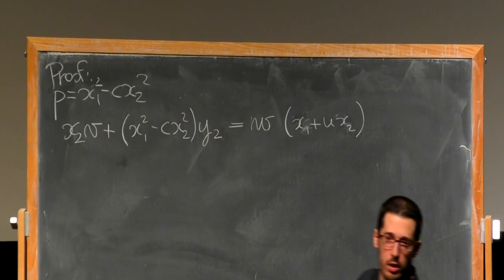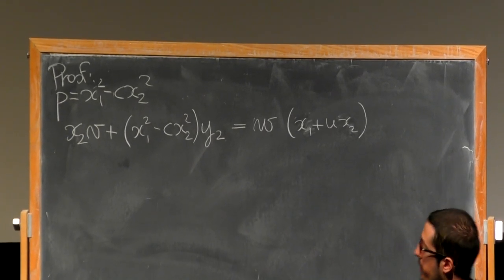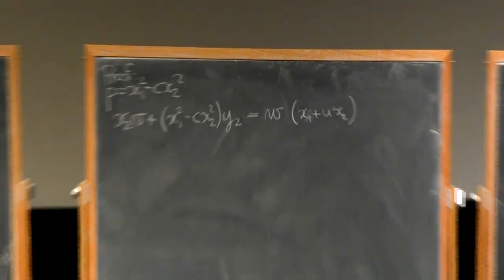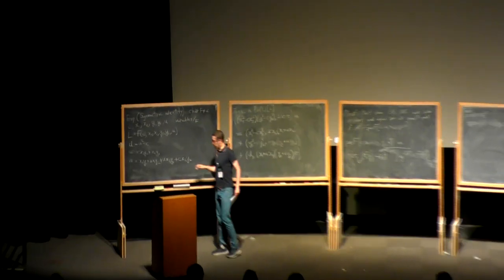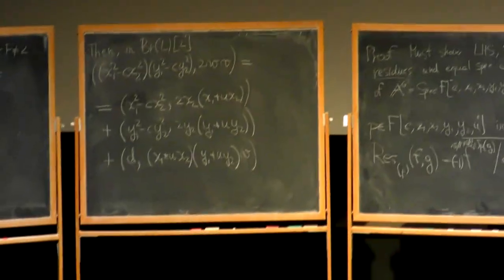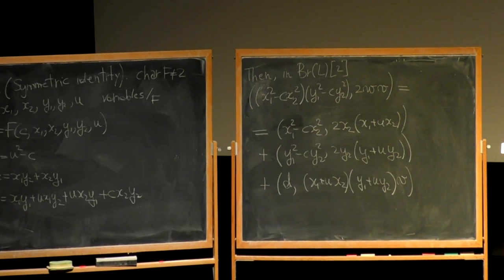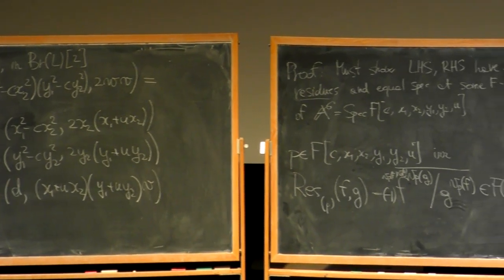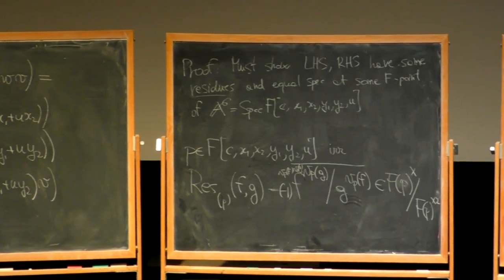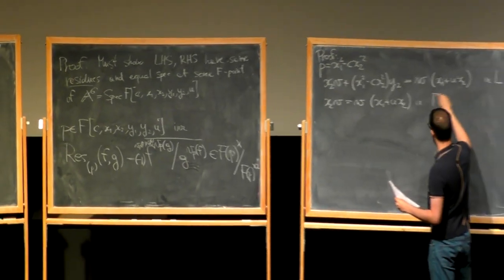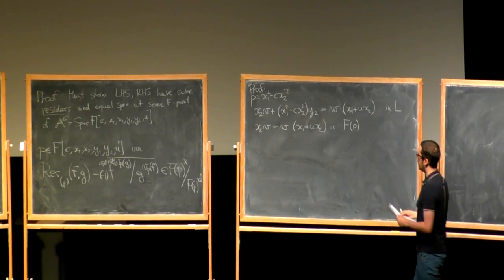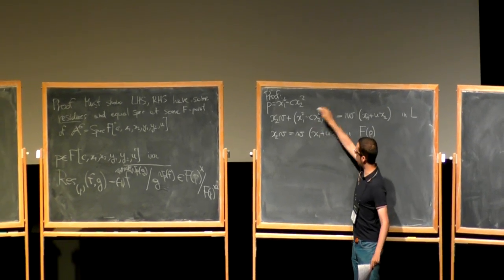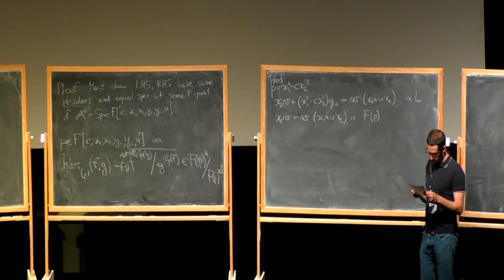Sorry? V is written here. Ah, maybe you cannot see. It's here. Okay. For this you just plug in the definitions of V and W and everything cancels out. So this tells us that x2 v is equal to w x1 plus u x2. The first equation is in L, the second equation will be mod p, so in F of p, because mod p, this term is zero. Great.